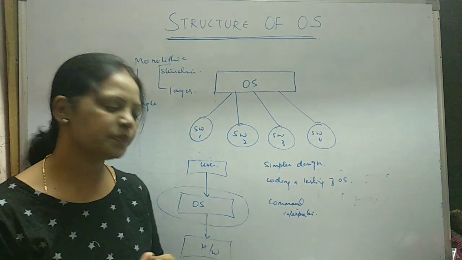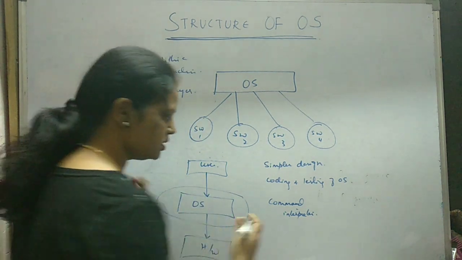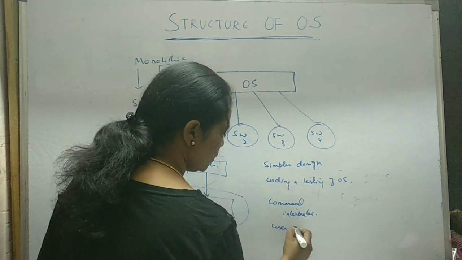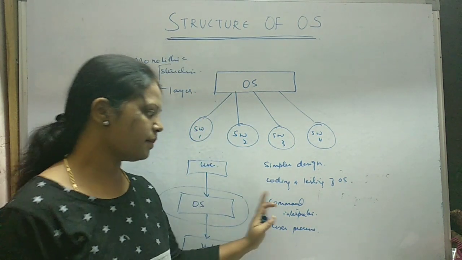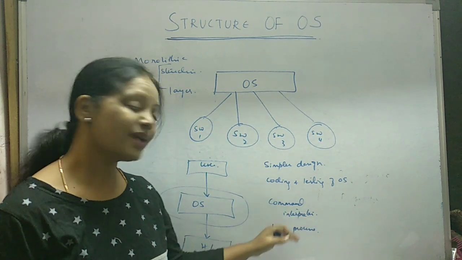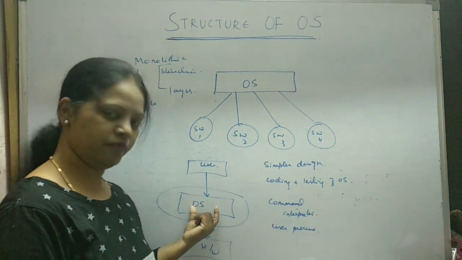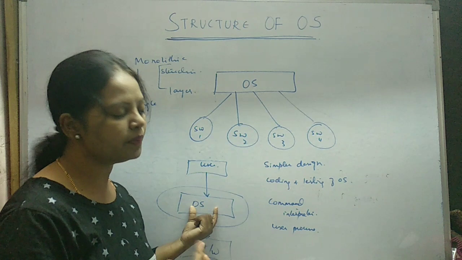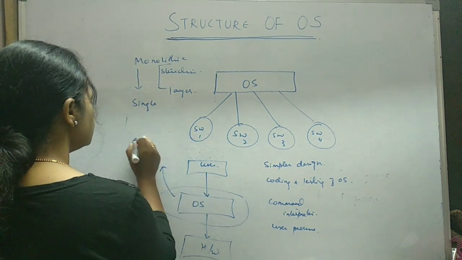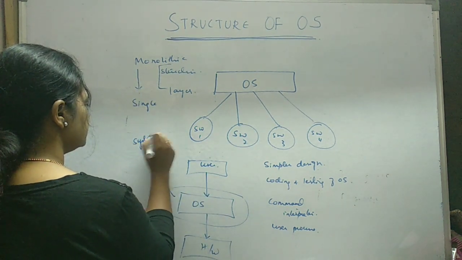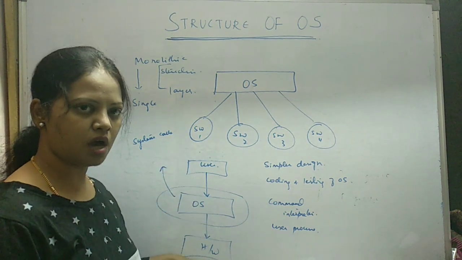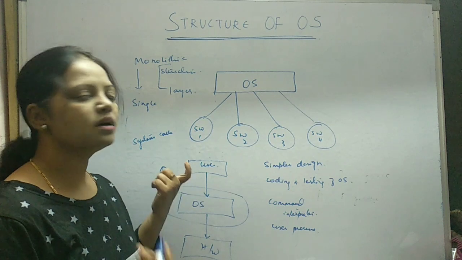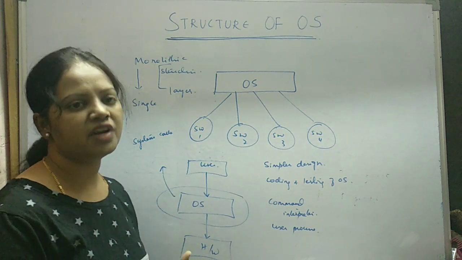Whatever the user processes are, they would be organized in a command interpreter, and both the command interpreter as well as the user processes may invoke the functionality of the operating system through the system calls, which is interfaced to the hardware. So this is how the monolithic structure would function.